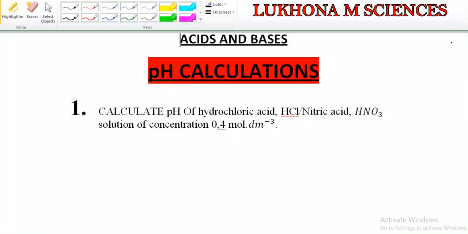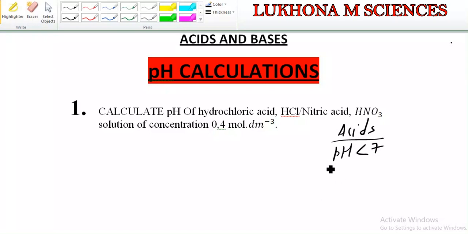Hello grade 12s. In this video we are going to focus on acids and bases, particularly the calculations on the pH of acids and bases. First of all, we need to understand that acids have a pH which is less than 7. That is the first thing that we need to know.